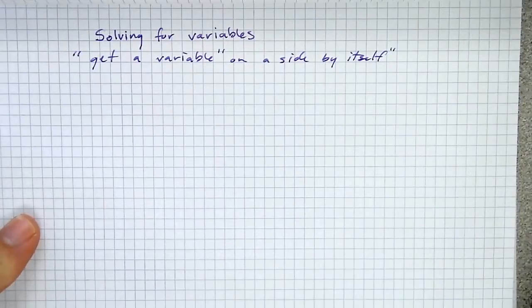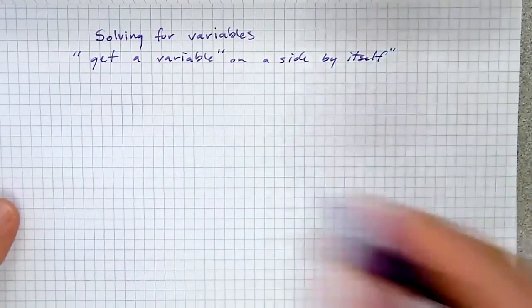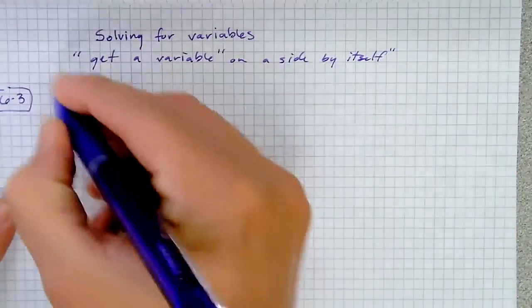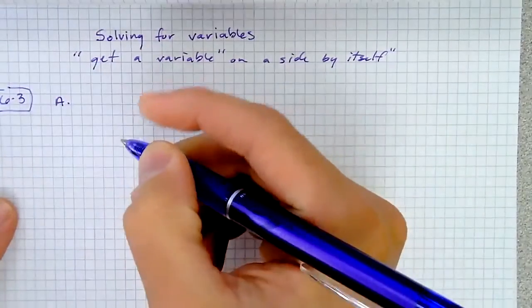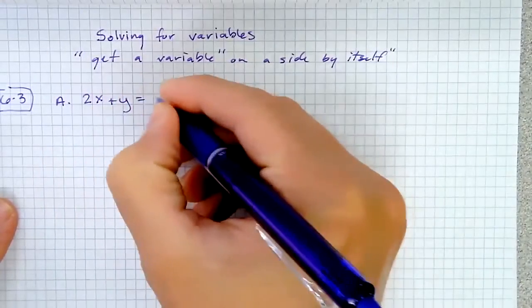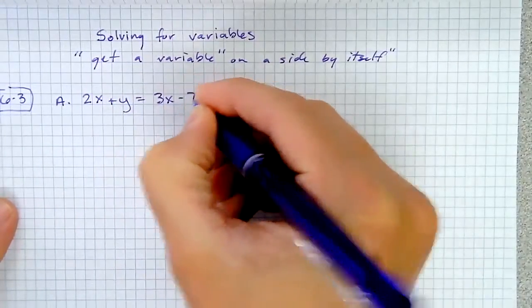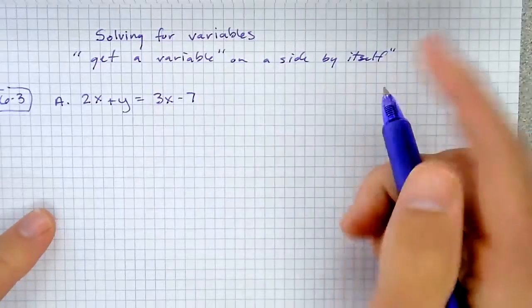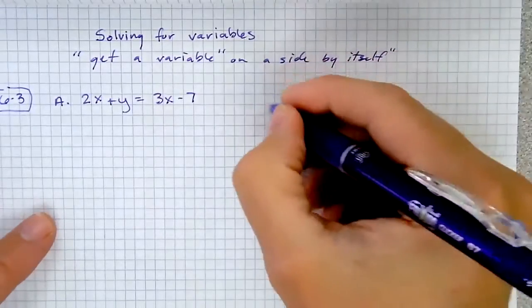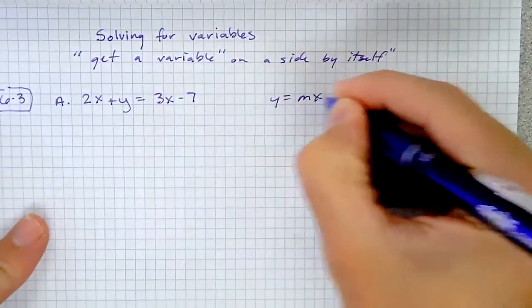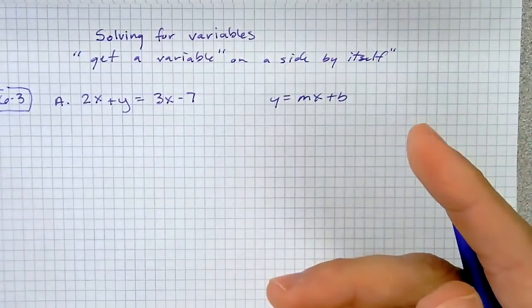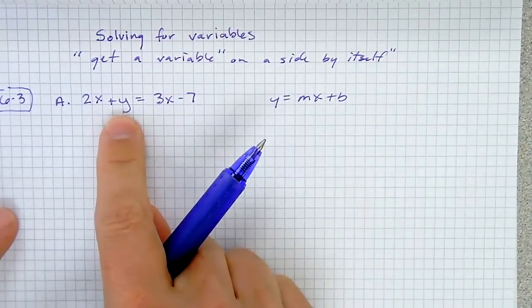I'm going to take a look at 6-3 to start. Going to work through some of those problems here. So they give you 2x plus y equals 3x minus 7. They tell you to write it in y equals mx plus b form. So notice the y is on the side by itself. That's really what we're trying to do here. We want to get this y on the side by itself.